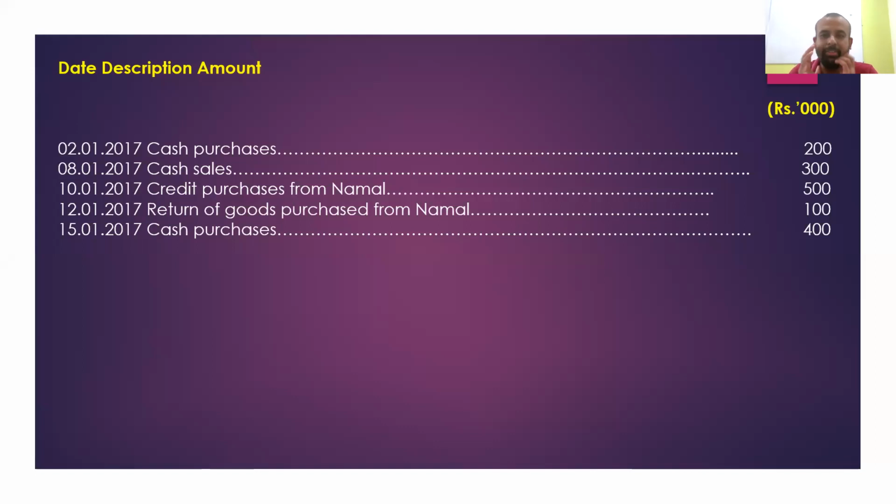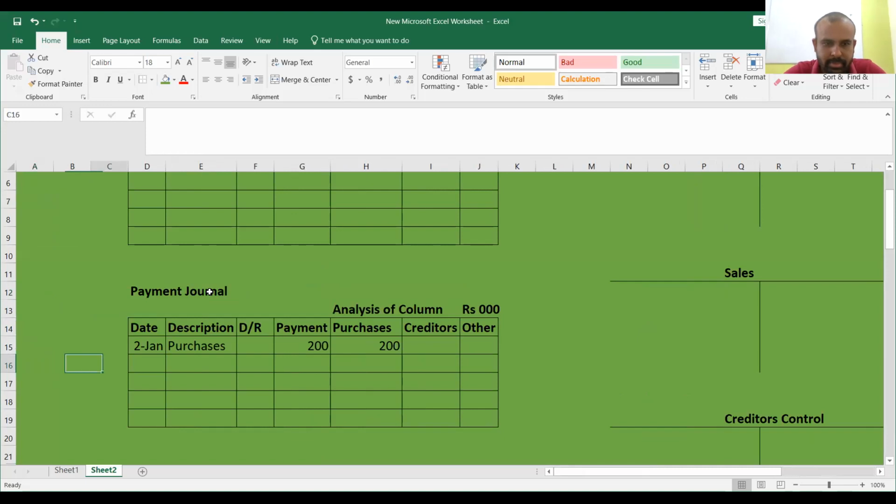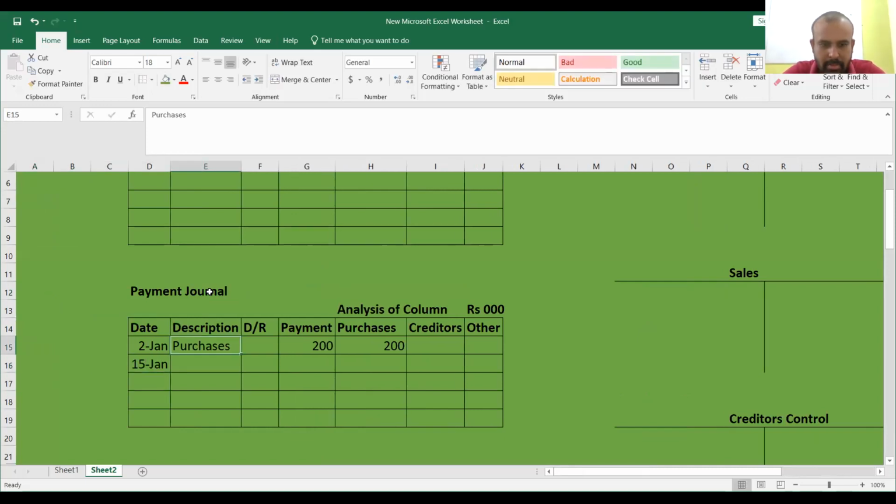What is next? Cash purchases. If it is a cash purchase, there's a cash payment. Then you should have a clear idea: cash purchases go in the payment journal, credit purchases in the purchases journal. Cash purchases, 15 January, 400. Purchases 400. Then recording the purchases column, it's 400, right? It's 400. Cash purchase.